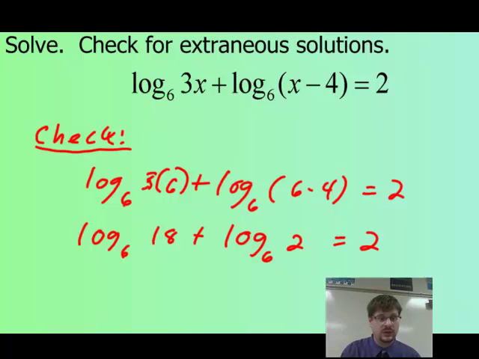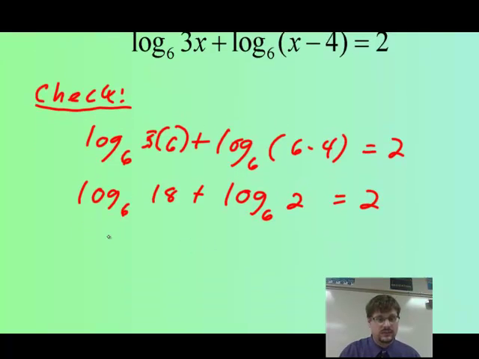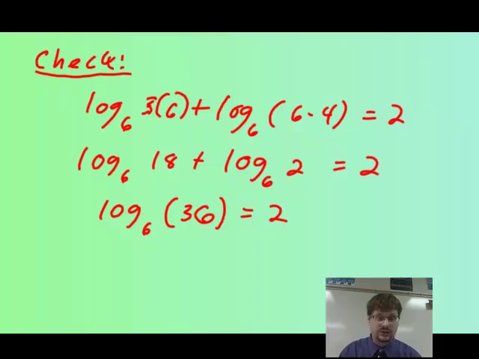and that should equal 2. I'll condense that to log base 6 of 36, which should equal 2. Well, it turns out 6 to the second power does equal 36, so 2 equals 2. That one checks out, so 6 is a solution.